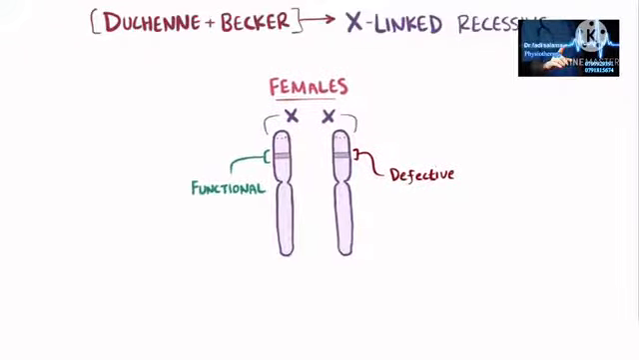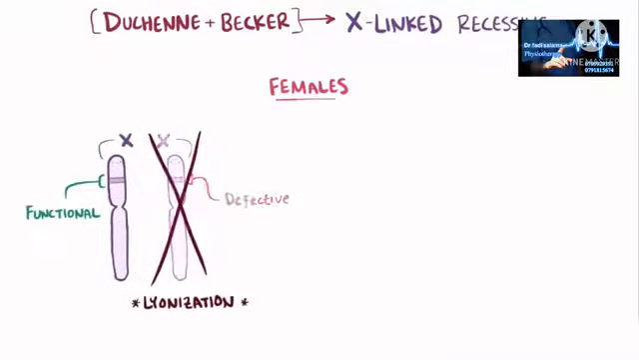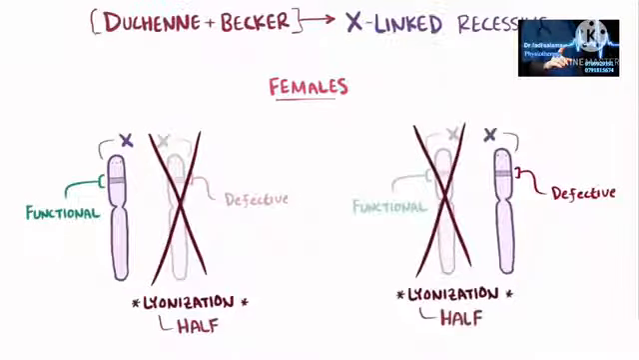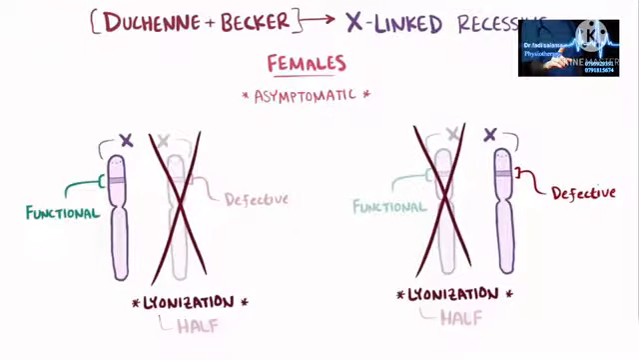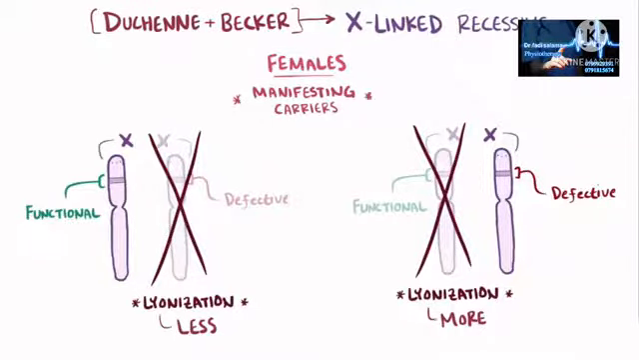In females, though, only one X chromosome gets expressed, and the other is inactivated, called X inactivation or lyonization. Now, if this inactivation is random, you'd expect about half of the female cells to have a functional dystrophin gene, and the other half to have a defective dystrophin gene. And these people are typically asymptomatic. Having said that, if more cells end up with a defective dystrophin gene, and less with the functional one, they can end up being manifesting carriers, meaning that they manifest or they show some symptoms.